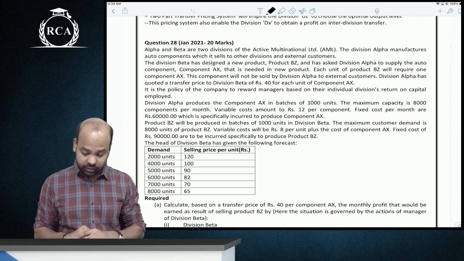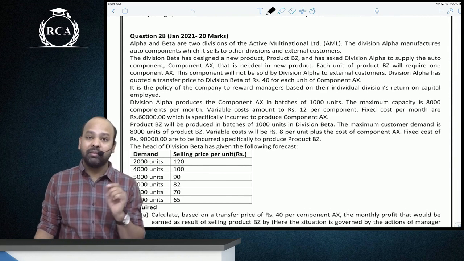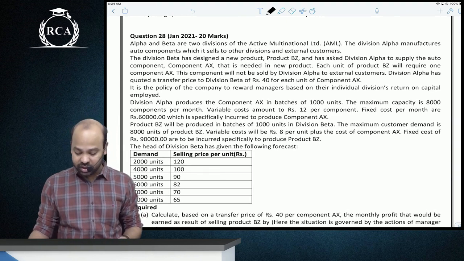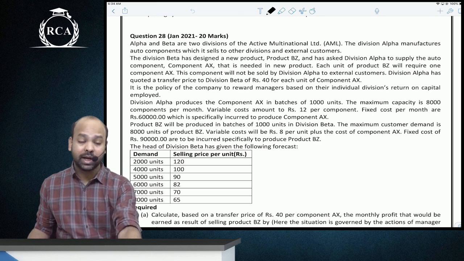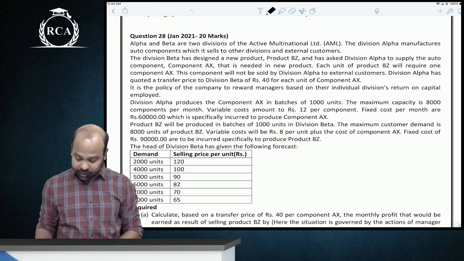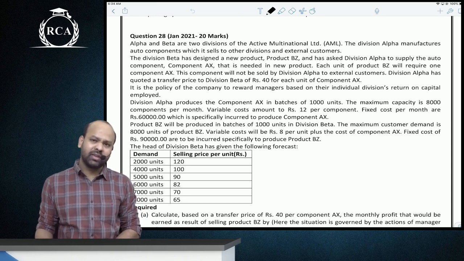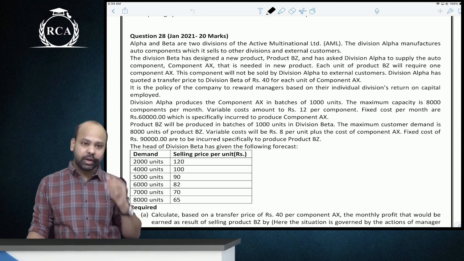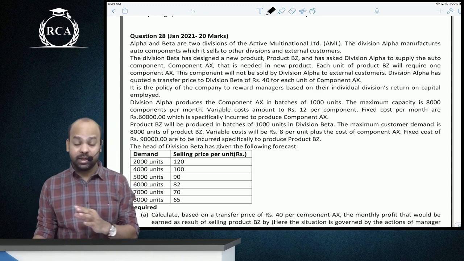Now let us do the question that came in the Jan 2021 attempt for 20 marks. Yes, guys, this question came in the Jan 2021 attempt for 20 marks. The question is pretty simple, and let's not worry, guys, the examination questions that come after this I will also cover. How I will tell you, guys, by the end of these classes.